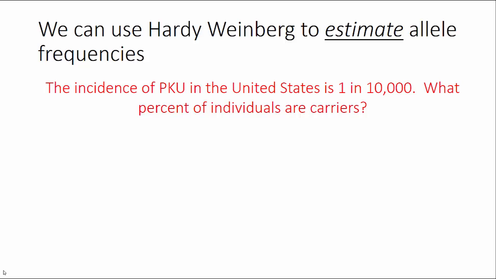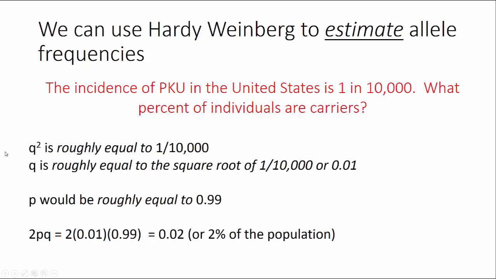So the example I'll look at here is the incidence of phenylketonuria, which is an autosomal recessive genetic disorder, and the incidence of this is that a baby is born with it in every 1 in 10,000. Now, what we'd like to know is what percent of the population are carriers based on this 1 in 10,000 incidence of a homozygous recessive individual. So the 1 out of 10,000 is actually the incidence of getting an individual with a homozygous recessive genotype.